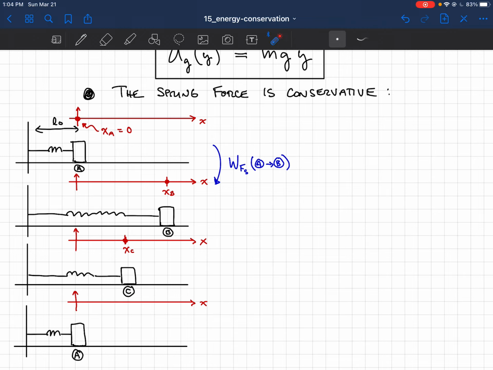So just to remind you what's going on, we have a spring with a natural length L0, meaning that the spring is not pulling on the mass at all at this point. We define that to be our equilibrium.